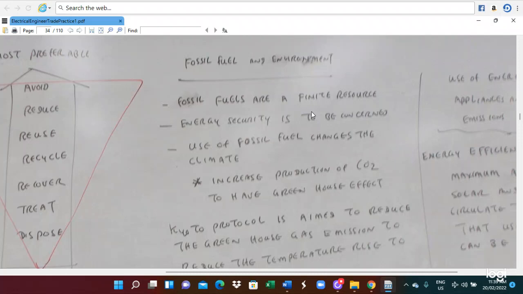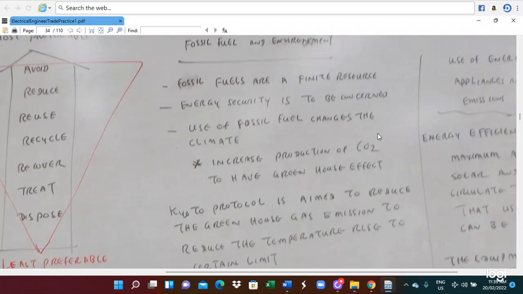Fossil fuels are finite, and energy security is a concern. The use of fossil fuels changes the climate because they produce a lot of greenhouse gas.